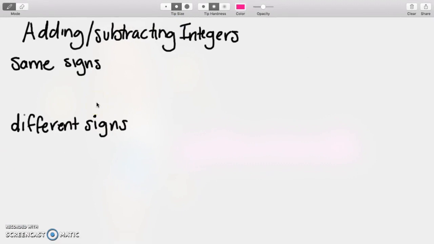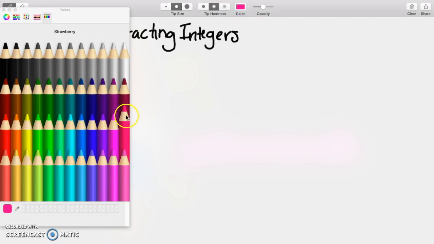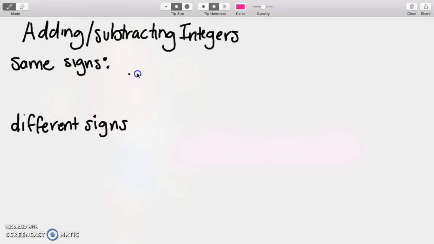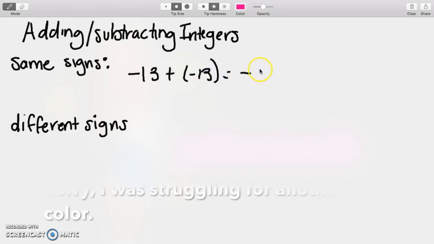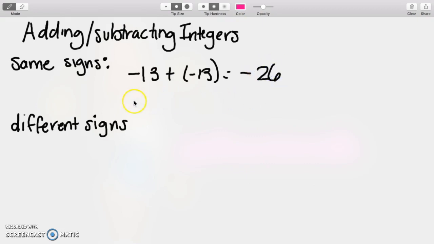You have basically two different rules when it comes to adding integers. There's adding integers with the same sign and adding integers with different signs. When you add integers with the same sign, for example -13 plus -13, your answer will be negative, and you just add like you would normally do, which will give you a -26.